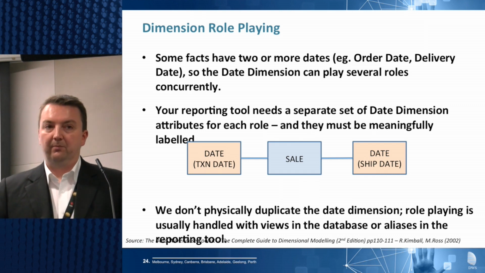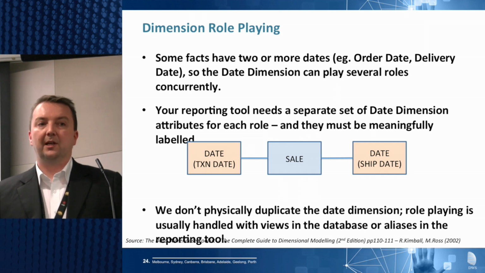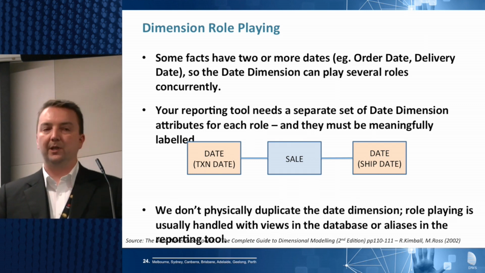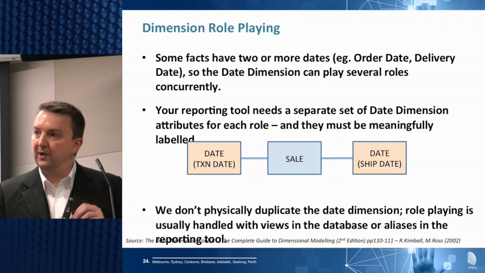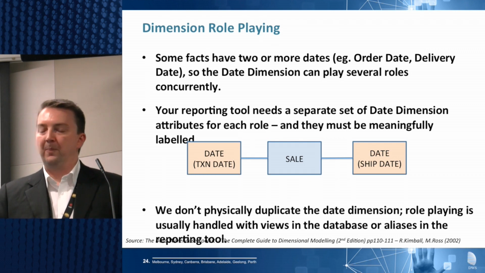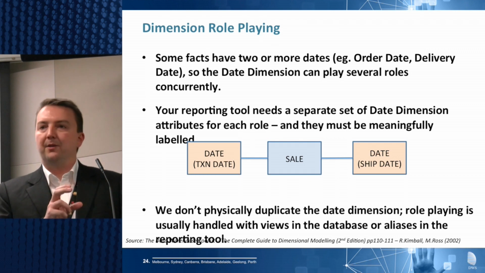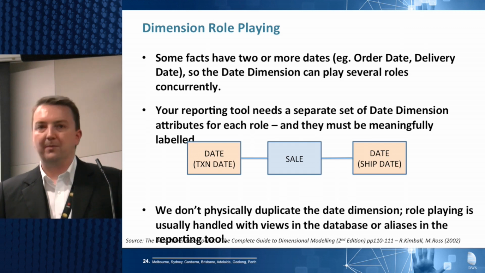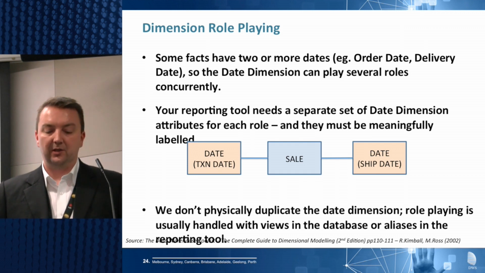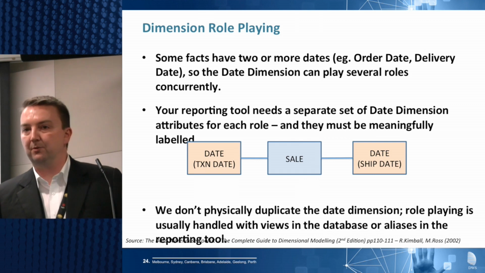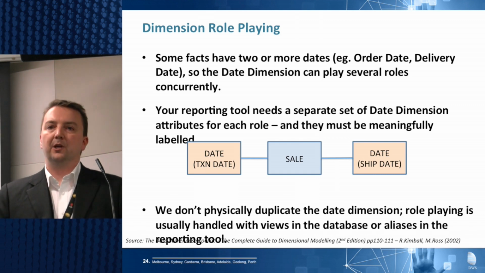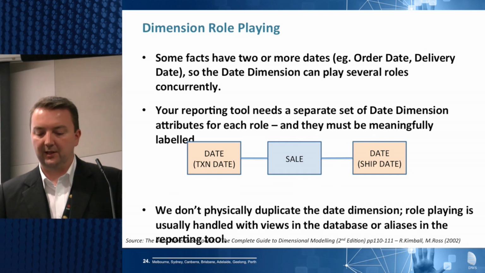But in our business intelligence tool, we do need to present multiple dimensions, because when a user is going through all of the attributes that they can present on a report and they see month name there, what does month name mean in the context of a transaction? Is it the transaction month or is it the shipped month? You can't tell.